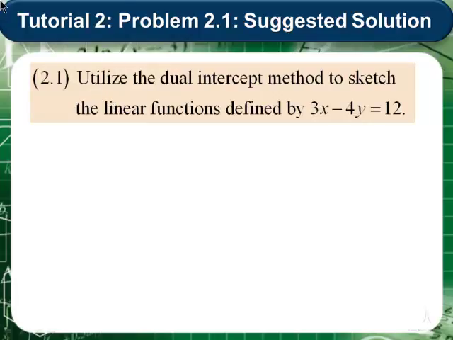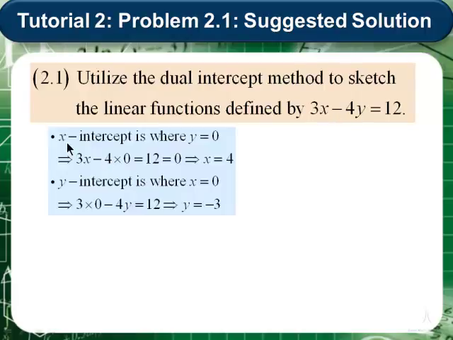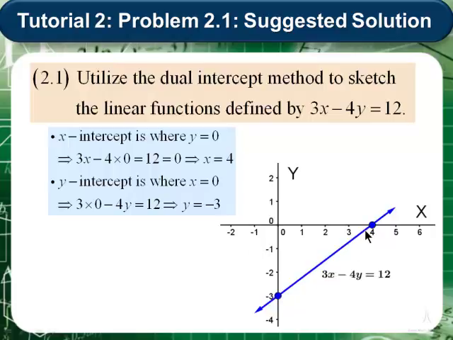We now look at the first problem of the first part of the second problem, a suggested solution. Here you need to use the dual intercept method to sketch this linear function defined in this way. So you firstly simply find the x-intercept, and that we know is where y is 0, or where 3x is 12, or x equals 4. Then you find the y-intercept, and this of course we know is where x is equal to 0, or minus 4y is 12, or y equals minus 3. And then we simply plot these two values, and then we can sketch the line.